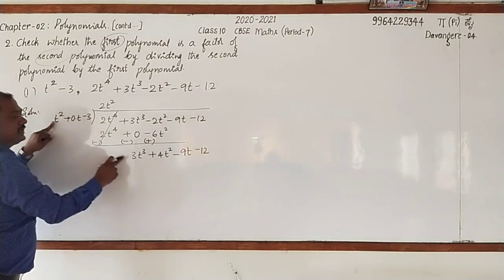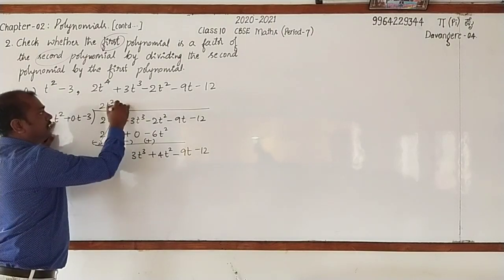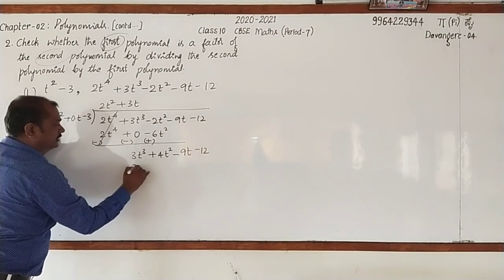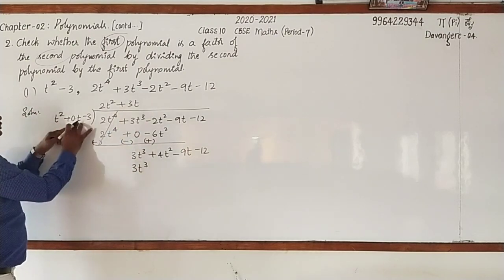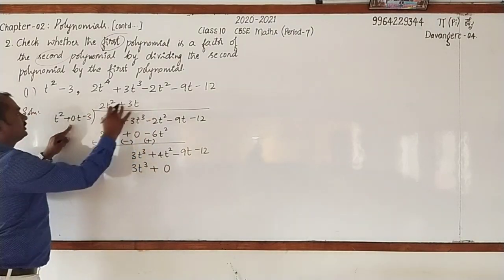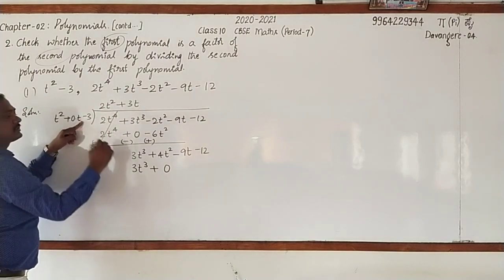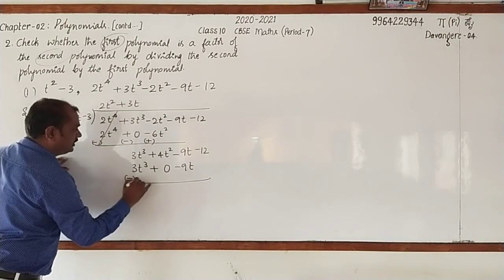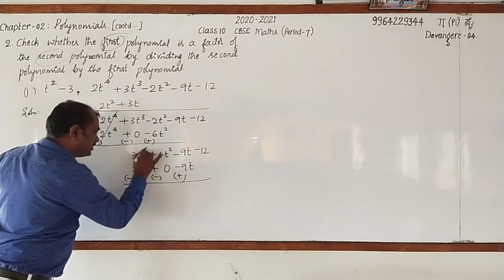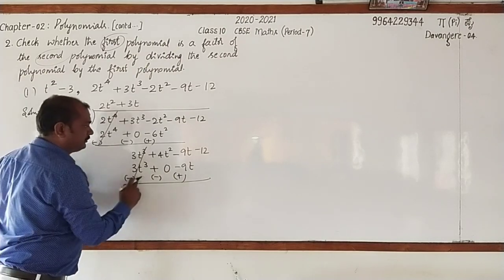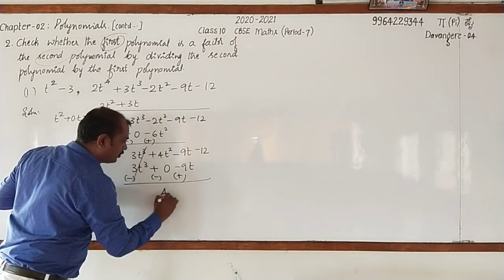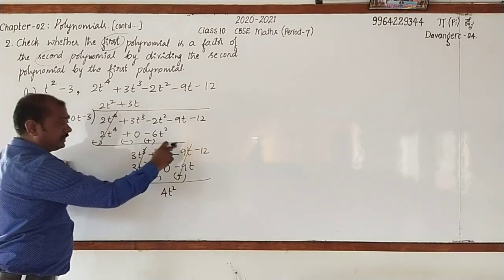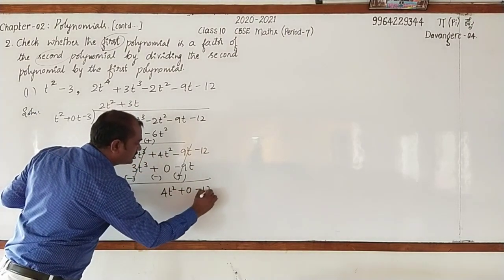What should be multiplied by t square to get 3t cube? You are right, it is 3 into t. 3t into t square, 3t cube. 3t into 0, it is 0. 3t into minus 3, 3 into minus 3, minus 9 into t. Change the sign. This is minus, minus, plus. Same terms with a different sign. 4t square minus 0, 4t square only. 9t plus 9t, 9t get cancelled. It is 0, minus 12.